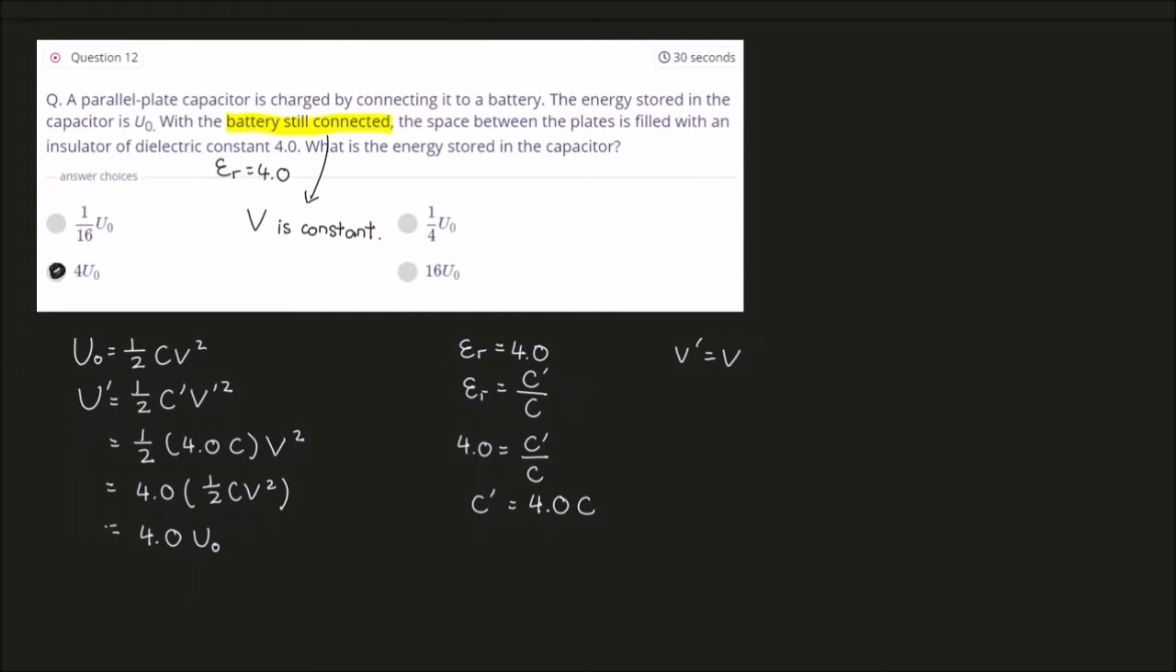So if you are connecting your capacitor to a battery and you insert a dielectric into it, what will happen is there will be more energy stored in the capacitor. So that's the situation if you connect the capacitor to a battery: an increase in the energy stored in the capacitor. That's all for question 12.